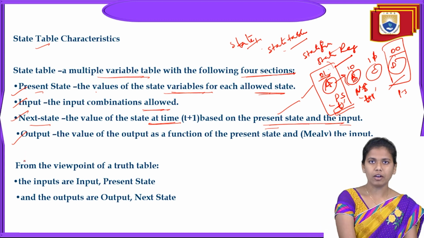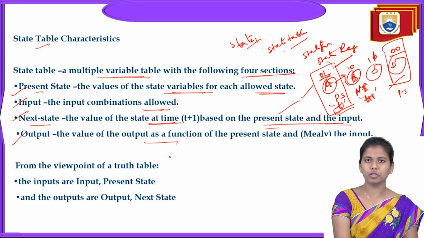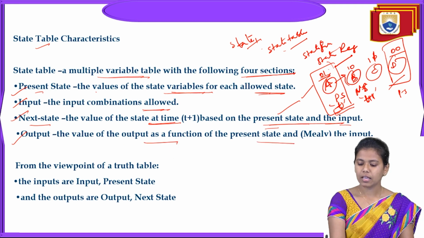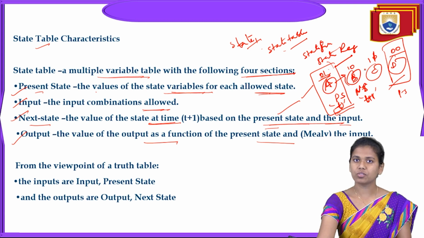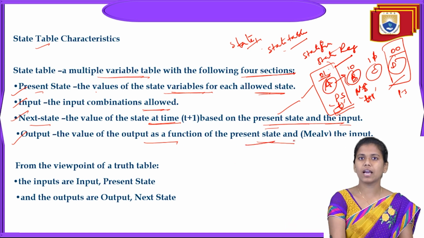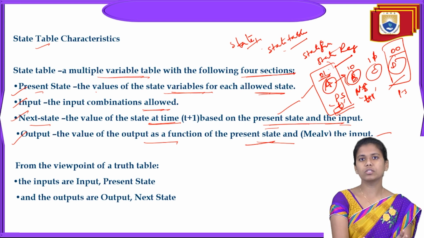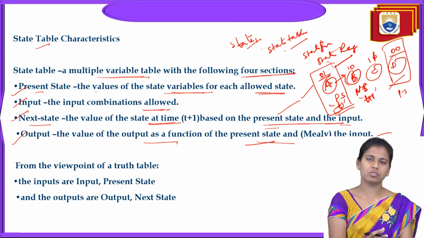And then coming to the output. What is the output here? The value of the output as a function of the present state and the input. So here the output of this particular state transition always holds the value of the present state as well as the input. Okay, so here we can say that the state table consists of 4 sections: the input, output, next state and the present state, and each and every state will hold a value with respect to the time constraint. Always remember, the present state holds the time with t, whereas the next state holds the time with t plus 1.